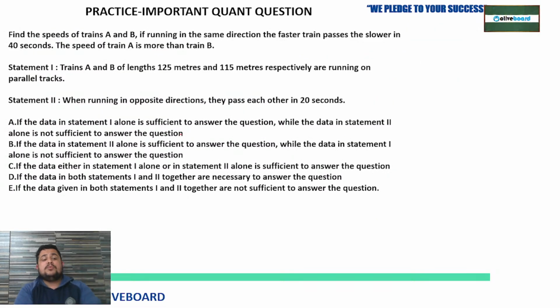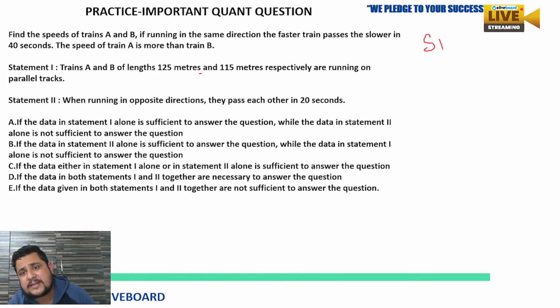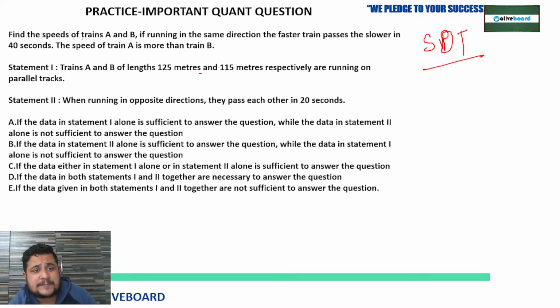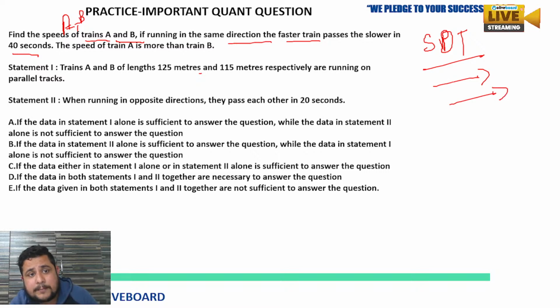So now let's move on to the next question, which is based on problems on trains, so it belongs to the speed, distance and time chapter. Find the speeds of train A and B. If running in the same direction, the faster train passes the slower train in 40 seconds. So the faster train is A. The speed of train A is more than train B. This is what is given to us.